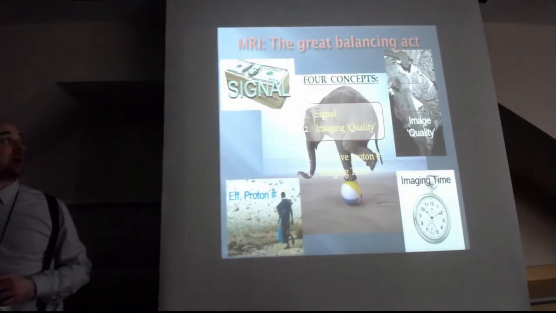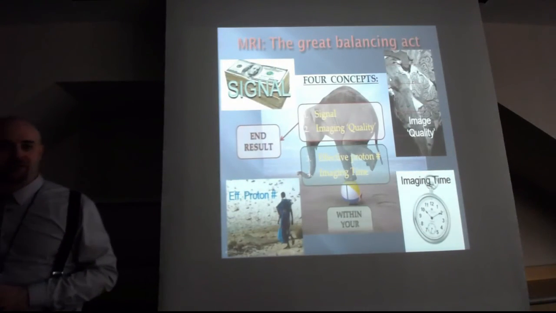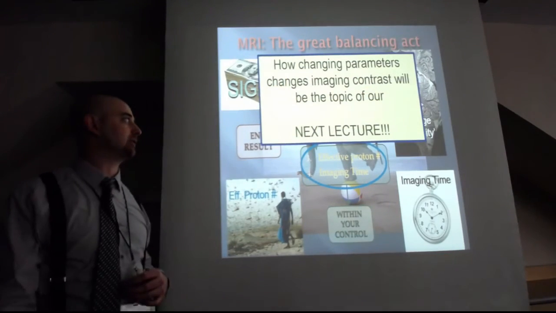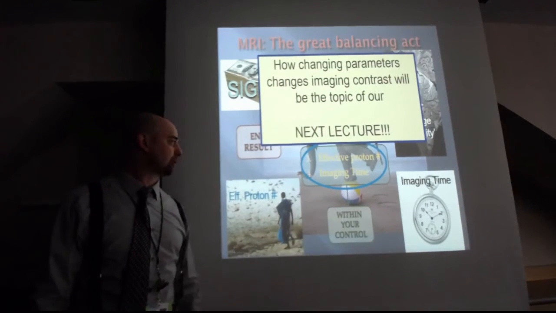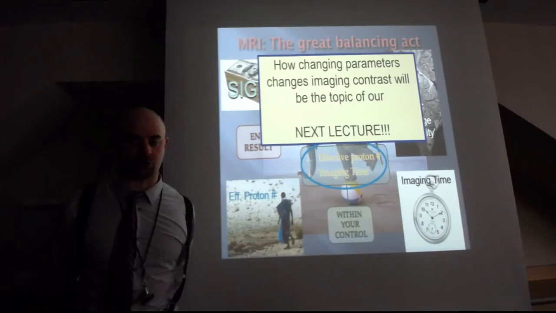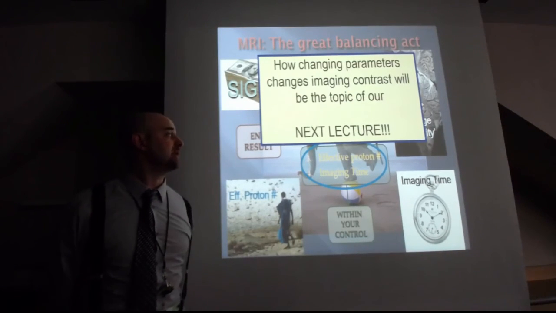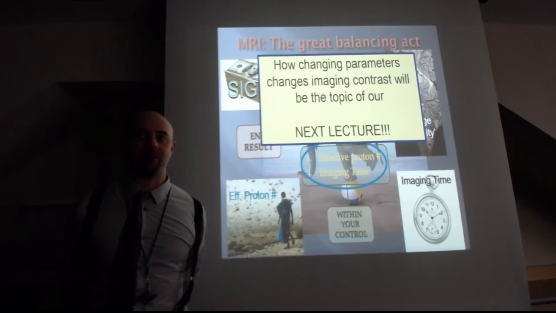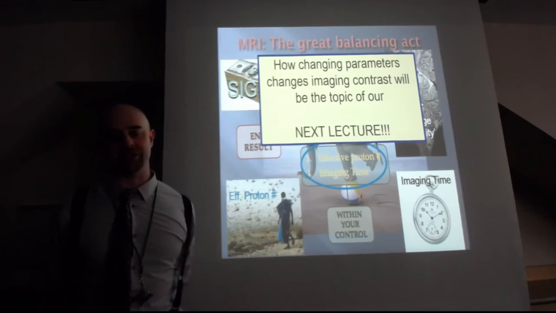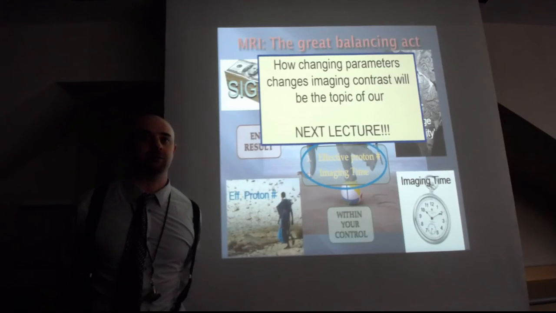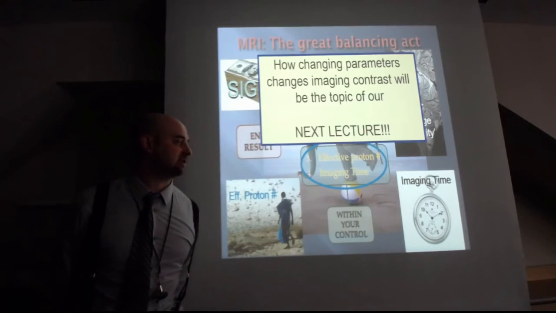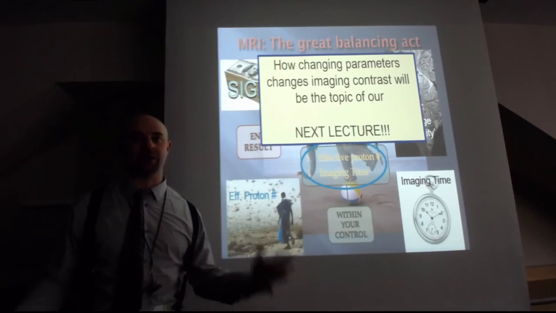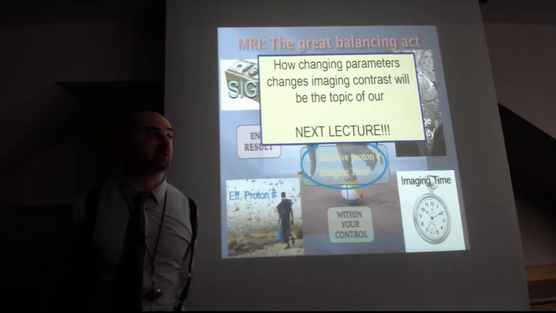All right, so that was it. That was the great balancing act that is MRI signal. We talked about the results and the things that are within your control, and how they change the signal-to-noise ratio. And then next time we're going to go over how changing some of those other parameters that I skipped over, TE, TR, changes the actual image weighting or contrast weighting that you see in the images.